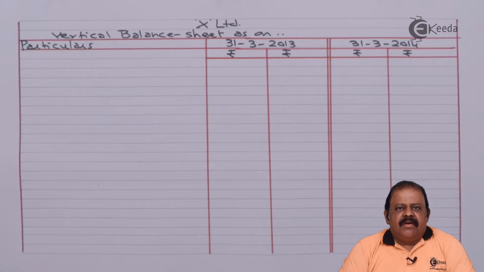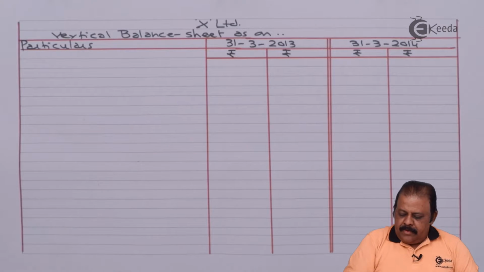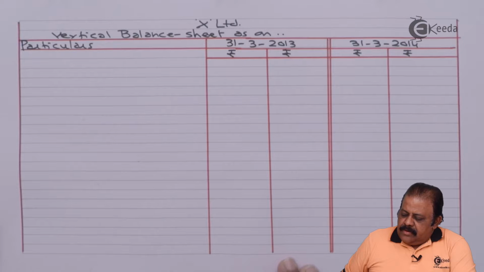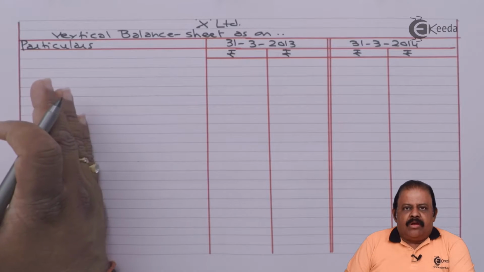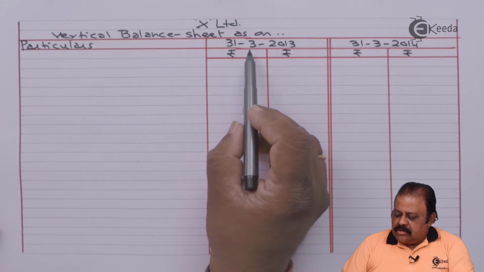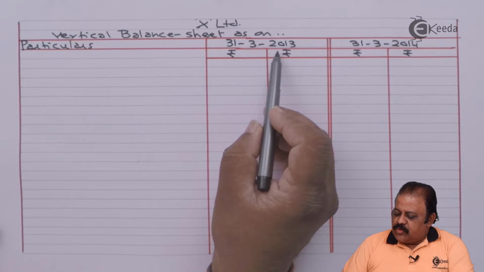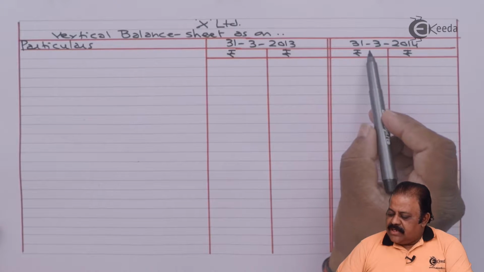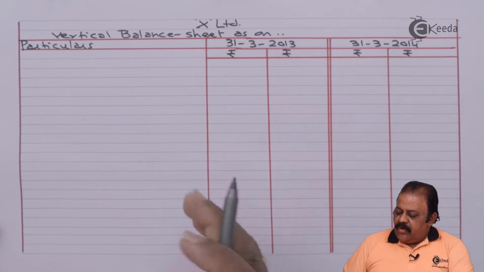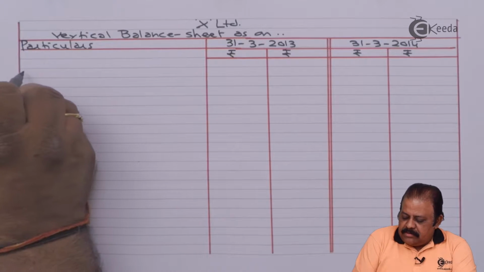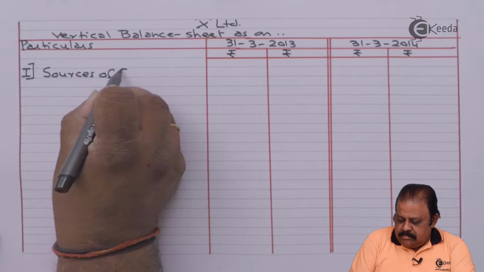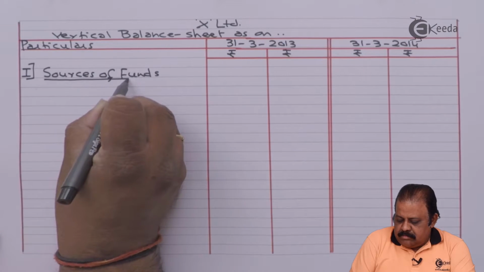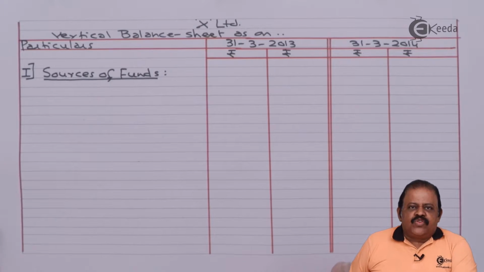Let us prepare a vertical balance sheet first. We have prepared a common format where the two years are included in the same format. One is the particulars column, one column for the balance sheet as on 31st March 2013, and another column for the balance sheet as on 31st March 2014. We have kept two sub columns. First part is sources of funds.